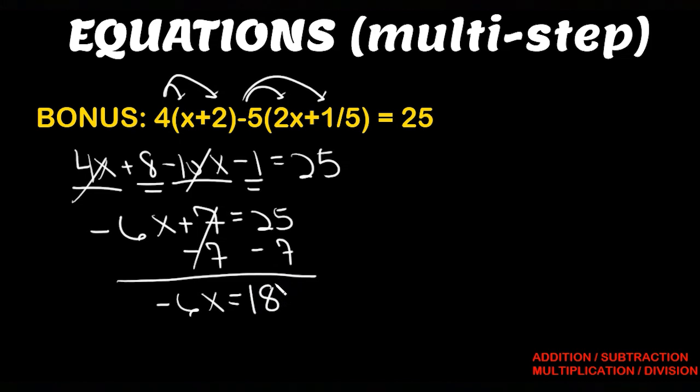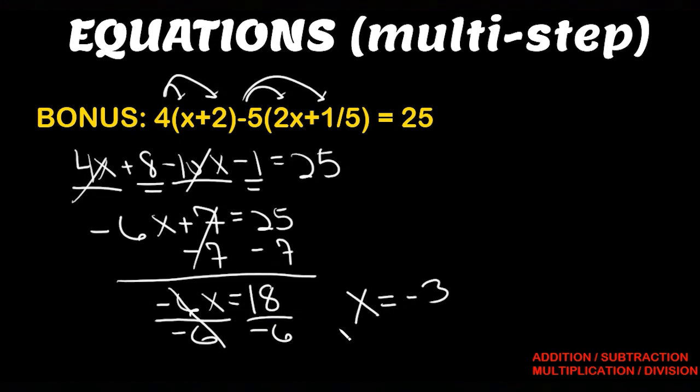It's negative 6 times x. So I have to do the opposite, which is division. And I'm not just going to divide by 6. I want to get rid of the negative too. So I'm going to divide by a negative 6. That's important. You want that entire number gone, not just the 6. So I'm going to divide here by negative 6 as well. This will cancel. 18 divided by a negative 6 will give you negative 3. So x is equal to negative 3.